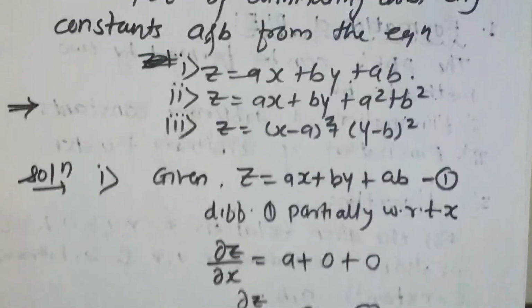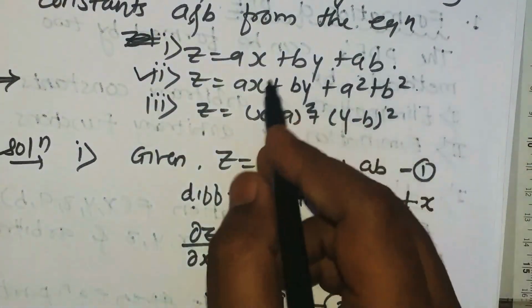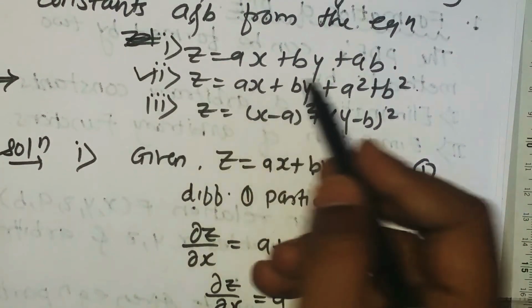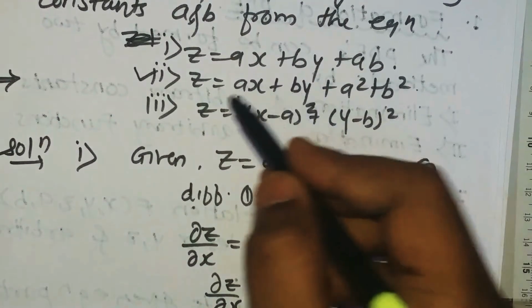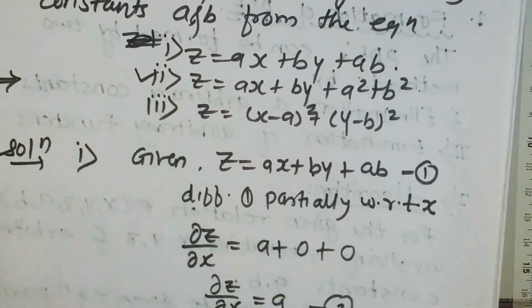Now let us solve another problem. The second I will leave for you. The second is quite similar to the previous one. If you differentiate with respect to x, you will again get the value as a, and if you differentiate with respect to y, you will get the value as b. So that can be replaced here. So it is quite similar to the previous problem. Now let us move over to the third problem. The third I will do for you.